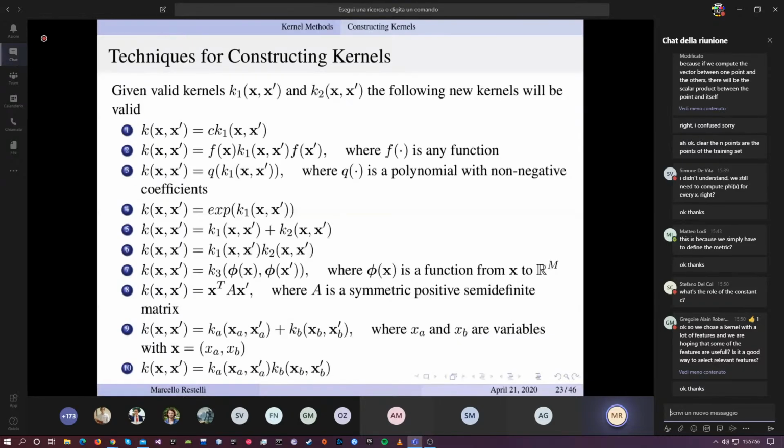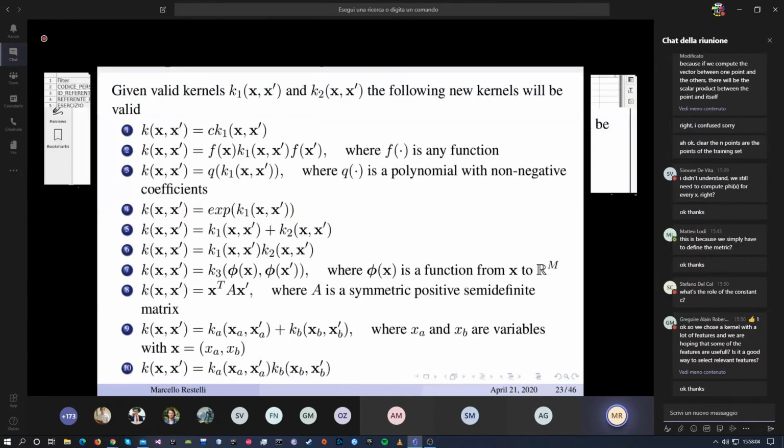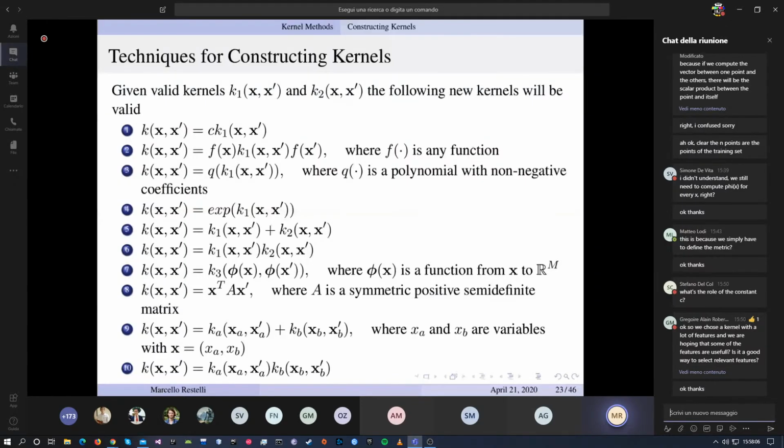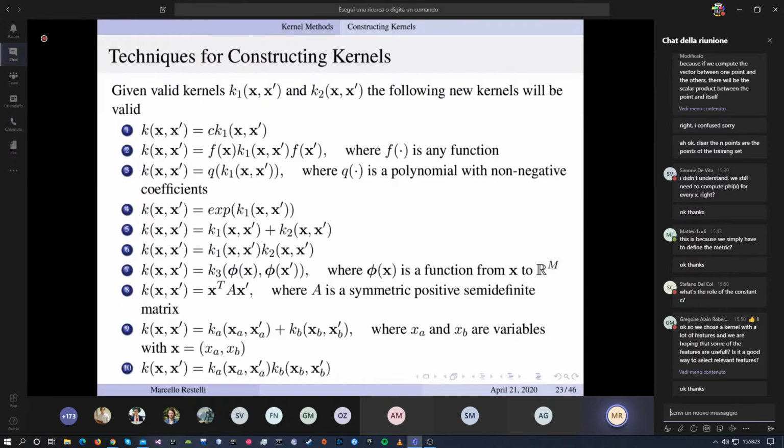For instance, if you multiply a kernel by a constant, of course, you are not changing the validity of the kernel. The same is true if you apply any polynomial transformation to the kernel. If you apply the exponential function to the kernel, it's the same. The sum of two valid kernels is still a valid kernel. The product of two valid kernels is still a valid kernel, and so on. So there are all these kinds of transformations that, starting from kernels that are valid, produce kernels that are still valid. And so you can build new kernels using this concept.